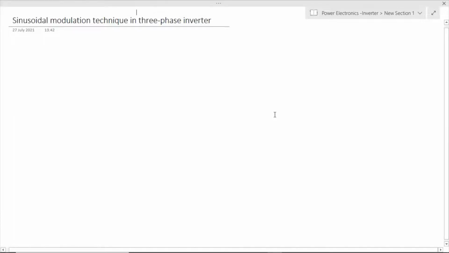So the last topic of your power electronics subject for fourth semester students is sinusoidal modulation technique in 3-phase inverter. Actually, the sinusoidal modulation technique we have studied for single phase inverter in the previous lecture.